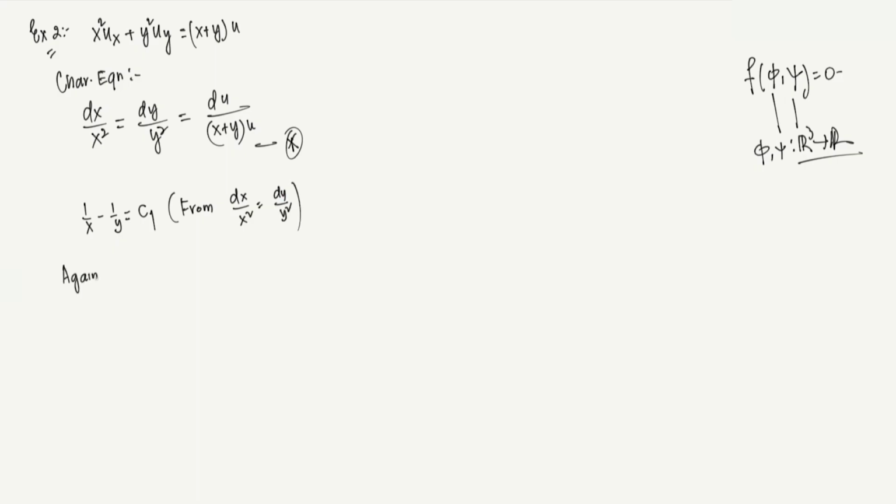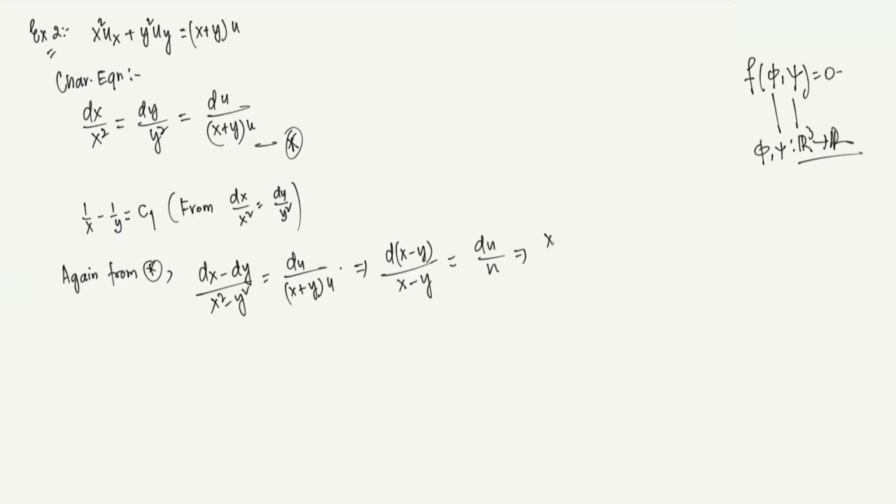Again, from star, what do we get? We get dx minus dy. If you remember your simple algebra, (dx minus dy) by (x square minus y square) can be written as du by (x plus y) times u. If we do it like this, this will imply d of (x minus y) by (x minus y) equals du by u, and that will imply (x minus y) by u is c2. Clear? Okay.